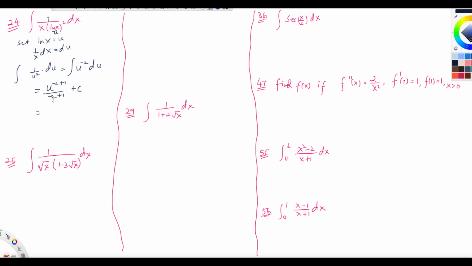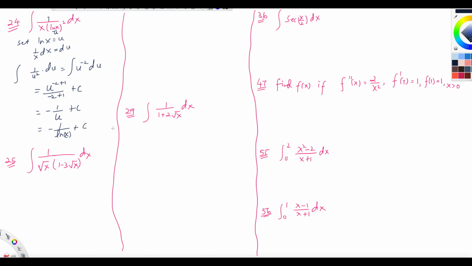So what do you get? Negative 2 plus 1 will be negative 1, and then you get u to the negative 1, right? So u to the negative 1 can be written as 1 over u, and there is a negative 1 here, so that is negative 1 over u plus c. But what is u though? U is natural log of x, right? So negative 1 over natural log of x plus c is the final answer.